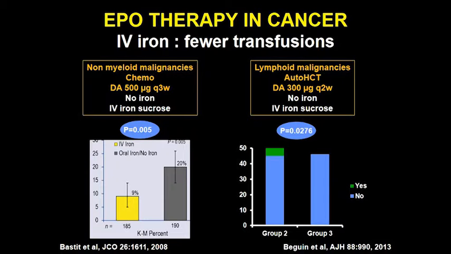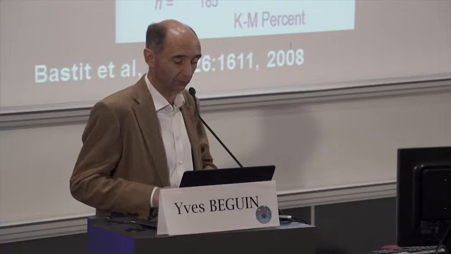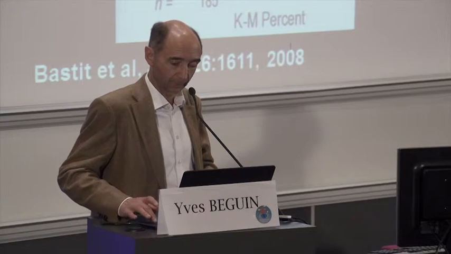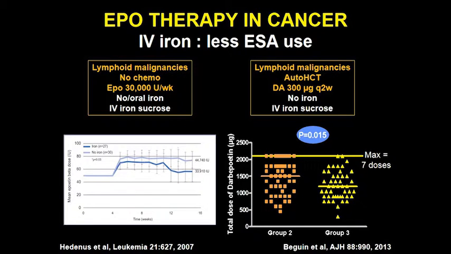So you have a study here with 2 arms. You have one arm on IV iron, and you see the significant reduction in the need for more perfusions. This is confirmed in 2 meta-analyses, about 23% fewer perfusions needed when patients on EPO also are put on IV iron.